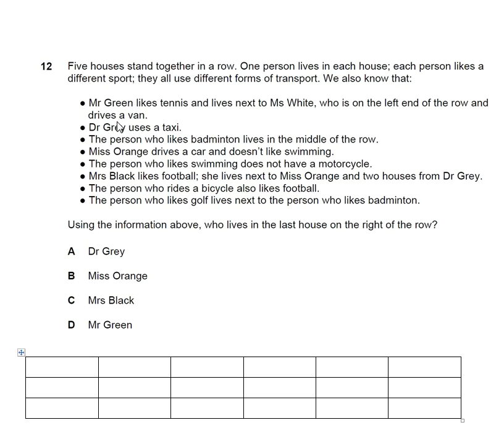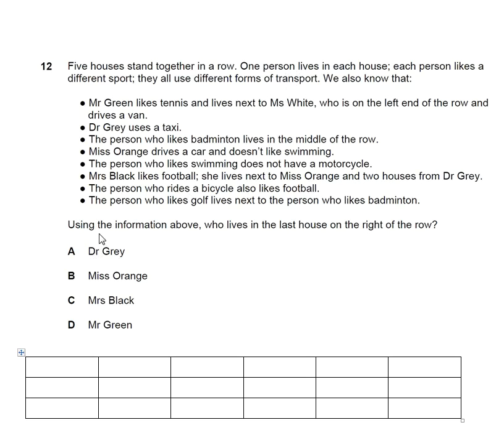All right, I'll go through the question to begin with. 5 houses stand together in a row. One person lives in each house. Each person likes a different sport. They all use different forms of transport. We also know... Okay, so if you've done this type of question before, you would know you're going to have to sort through all of this data, and it's going to help you figure out who lives where, what sport they like, what type of transport they have.